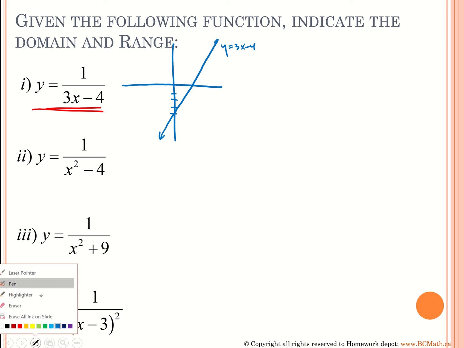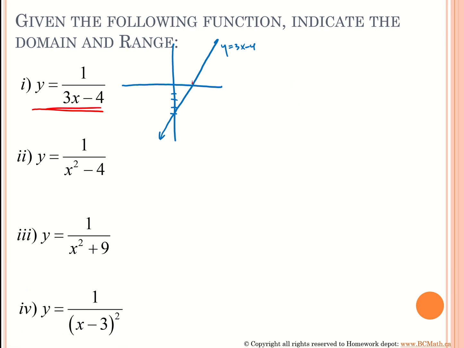So if you're looking for the domain and range, number one, you're going to find the asymptote. Okay, so if you do the math, you have 0 equals 3x minus 4. So 4 over 3 equals x. Okay, so x cannot be 4 over 3. So your domain right away would just be x can be all real numbers, except x cannot be, sorry, my bad. x cannot be 4 over 3.